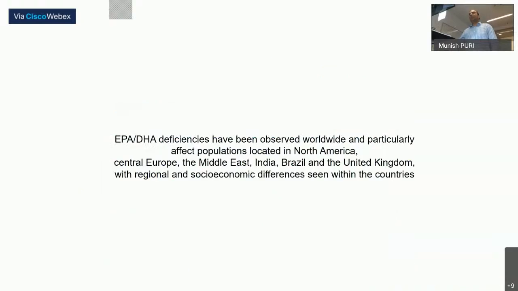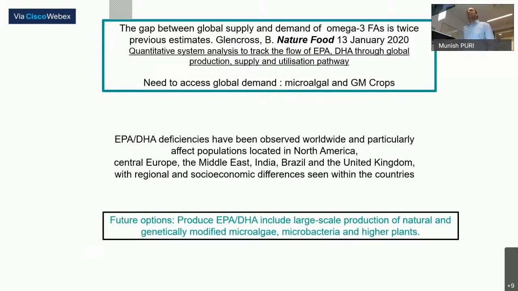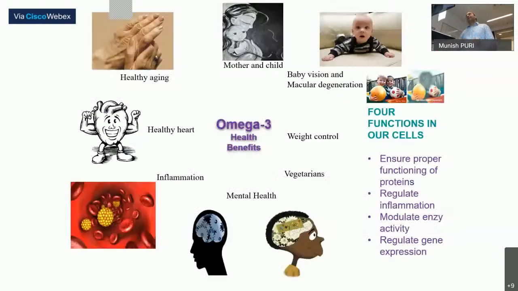Okay. And another paper which recently appeared in Nature Food in the first issue in Jan 2020 says the gap which is there can only be met, right, either through microalgae or through genetically modified crops. So that means what we are doing is in the right direction, okay? So how can we do that? I think we all are convinced of the benefits of omega-3 fatty acids, so I can skip this slide.